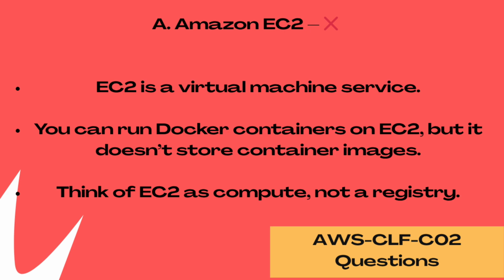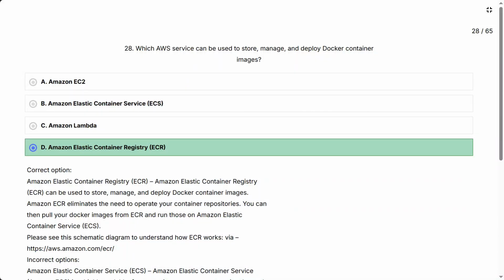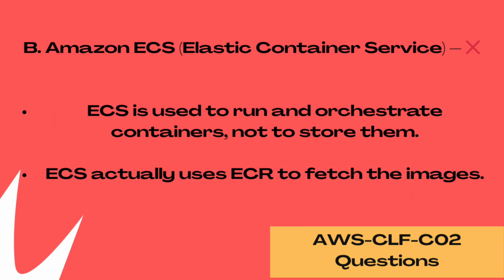Think of EC2 as a compute, not a registry. Next option we have Amazon ECS. So ECS is used to run and orchestrate containers, not to store them. ECS actually uses ECR to fetch the images.